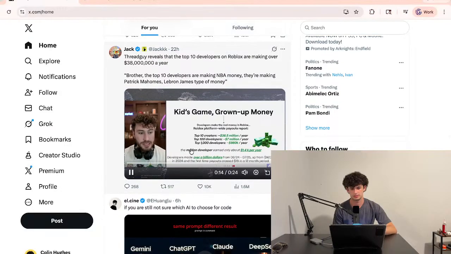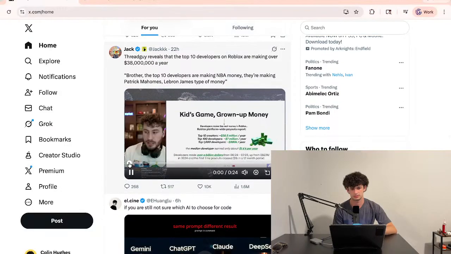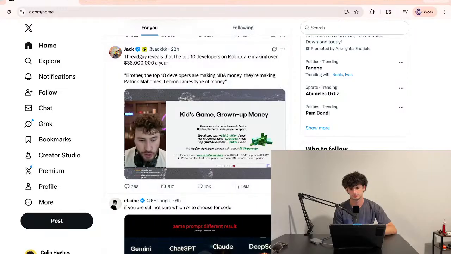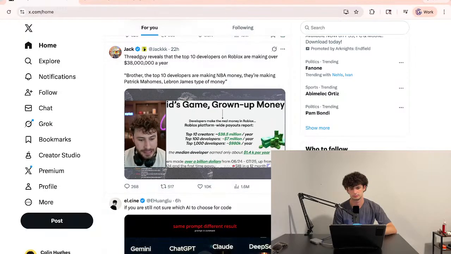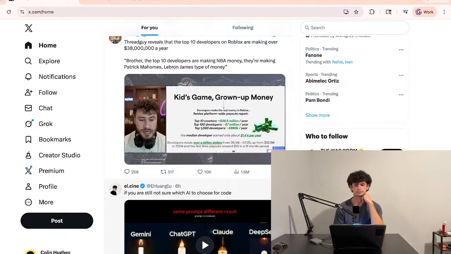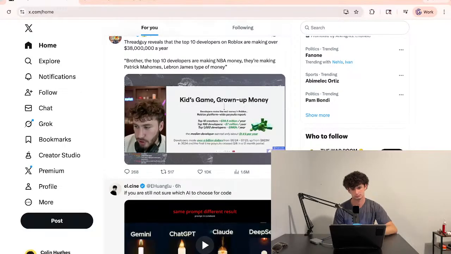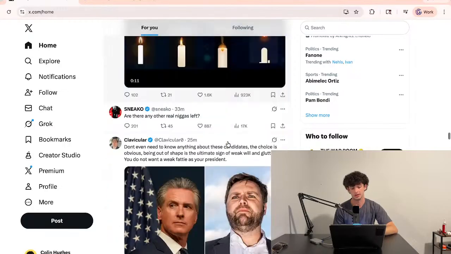Bro, the top 10 creators on Roblox are making NBA money. The top 10 creators are making $38.5 million a year. Now look, there's thousands upon thousands of creators, but the top 10 are making 38 million a year. They're making Patrick Mahomes, LeBron James, Josh Allen, Mookie Betts type of money. Damn, I didn't know that. That's crazy too.